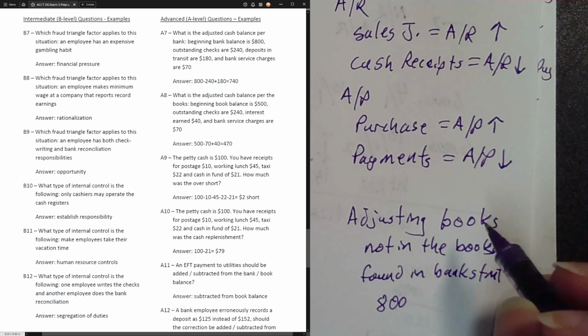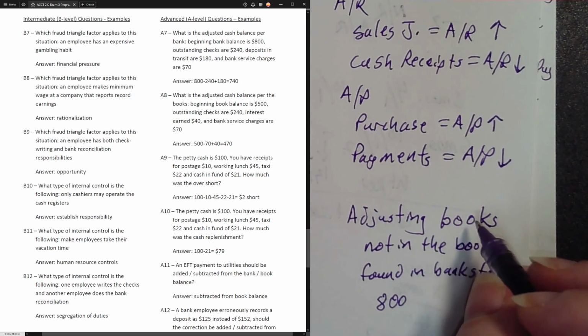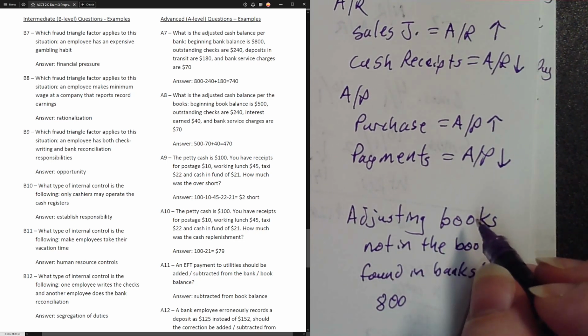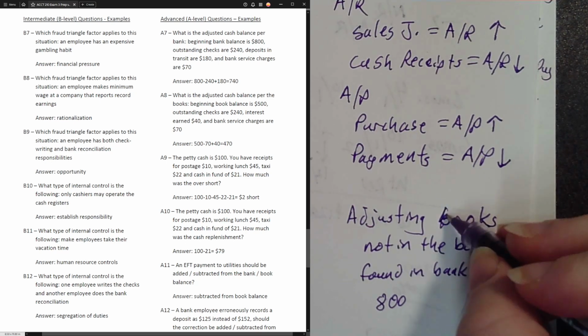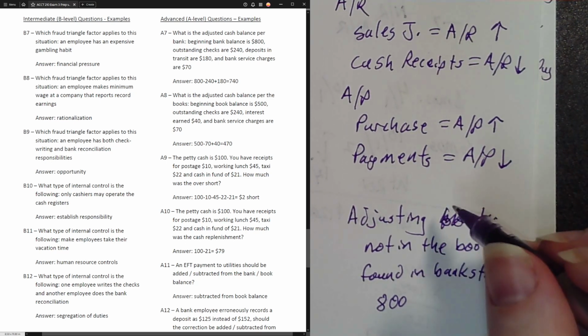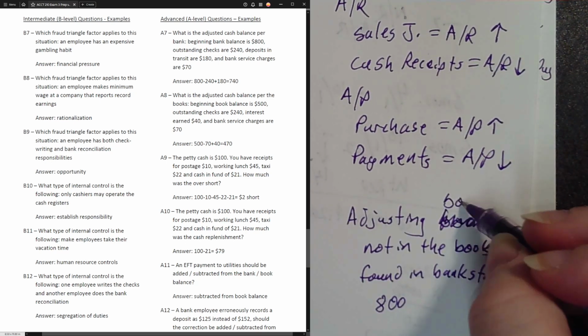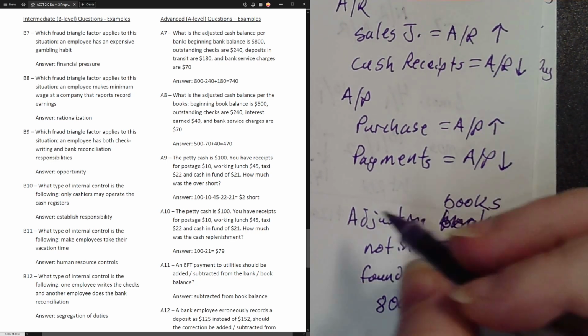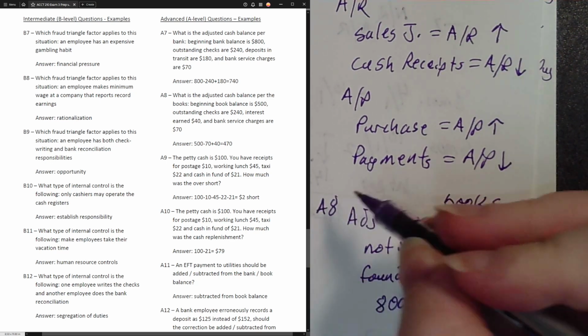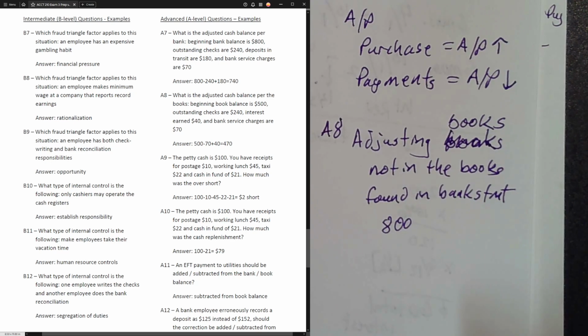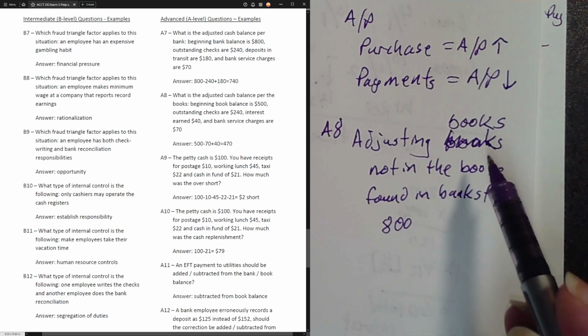Oh, I'm sorry. I said I'm looking at A7. It says, what is the adjusted cash balance per the bank? Okay. Well, let's keep doing this because I'm correct, but let me just make this A8. I was just reading the wrong one. A8, what is the adjusted cash balance per the books?